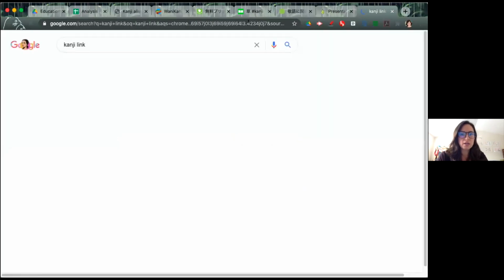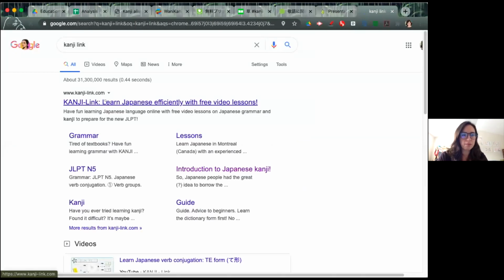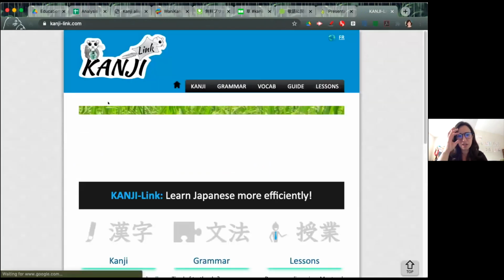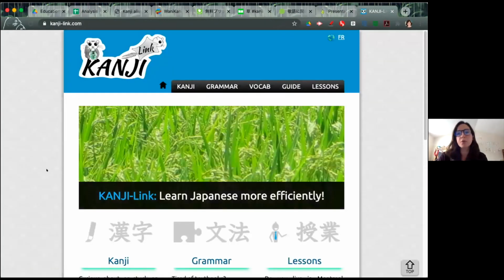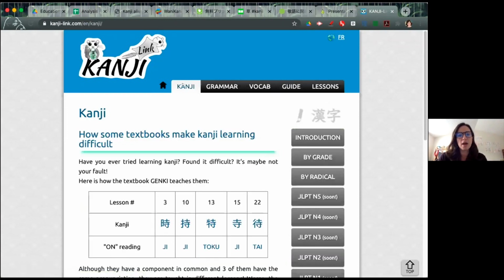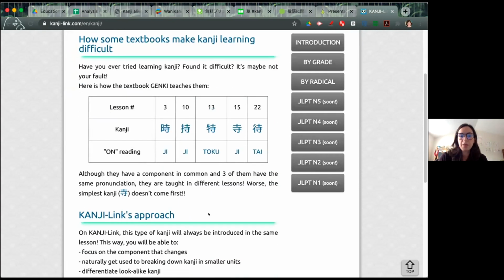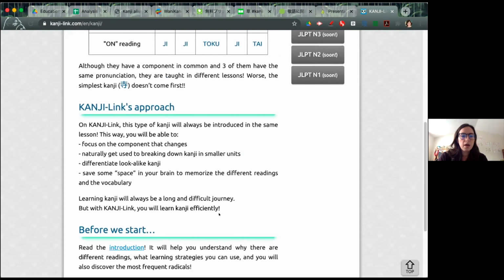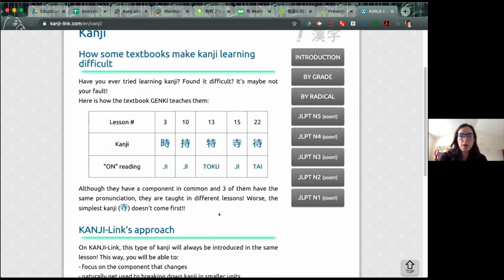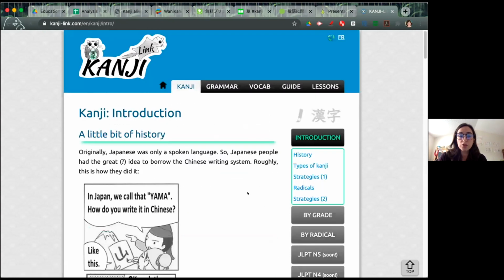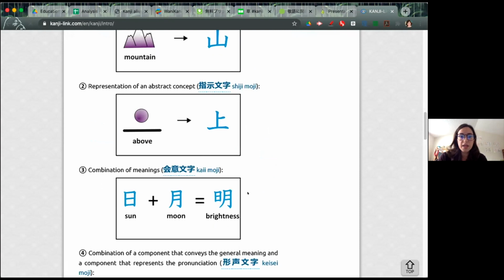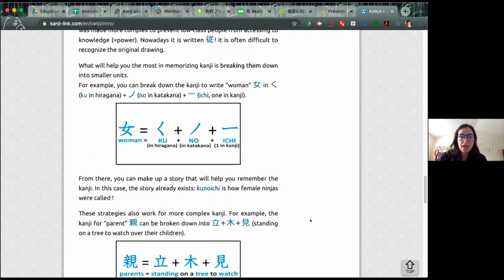This guy does a really good job with explaining, and this is another person who has organized his curriculum for self-study and kanji around the idea of learning these components and grouping them based on common components. But he has also emphasized that when you're looking at characters, there are different types of characters.